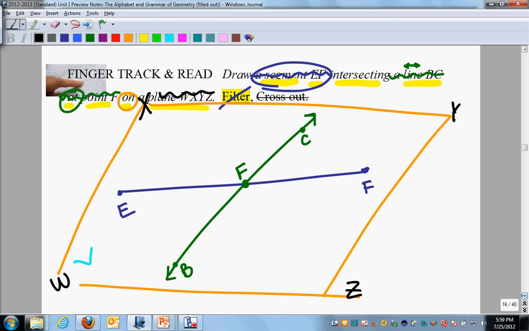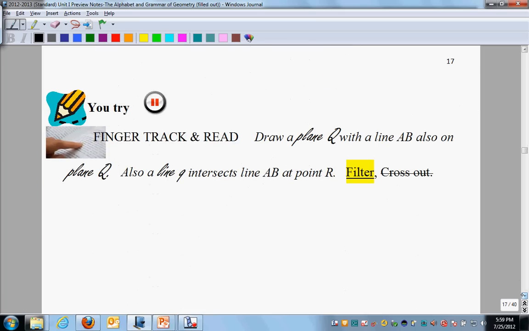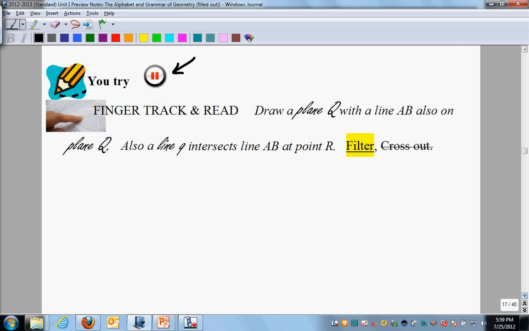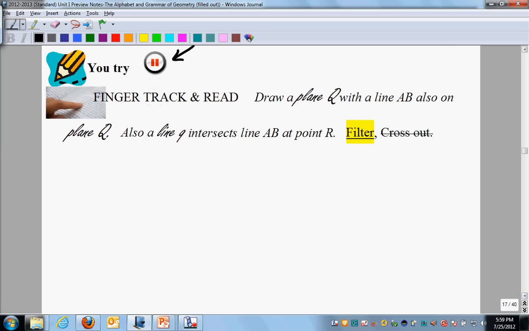Let's see how well you got this. I'd like you to finger track and read these two sentences. Filter your work by underlining, highlighting keywords, cross stuff out. Hit the pause button and try this on your own now. Okay. Welcome back. Let's see how you did. It says draw a plane Q with a line AB also on plane Q. Also a line q intersects line AB at point R.